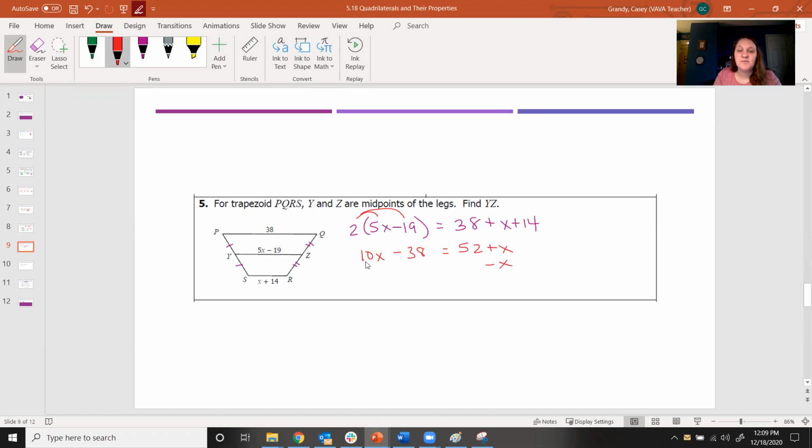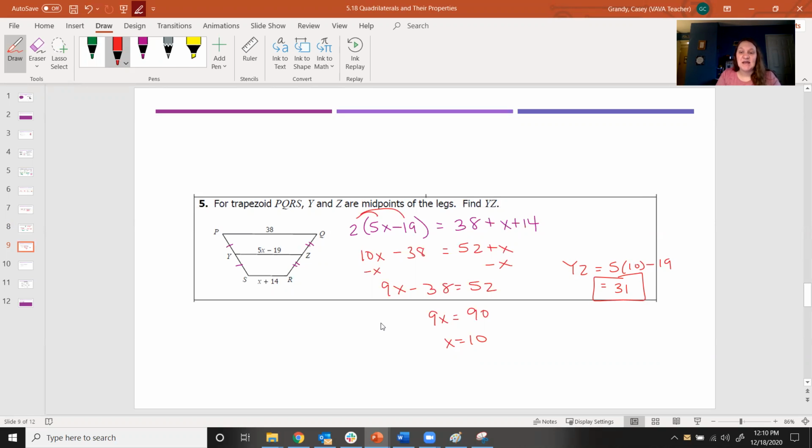I'll subtract x from both sides. Add 38 to both sides. And divide both sides by 9. So x equals 10, which will help me find YZ. So I'll go to YZ and I will plug in a 10 for x. 5 times 10 minus 19. 50 minus 19 is 31. So my final answer, YZ, is 31.